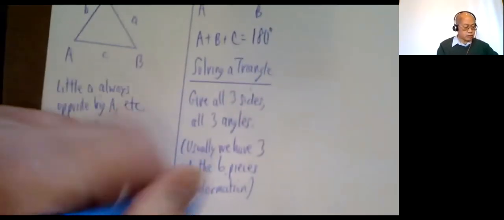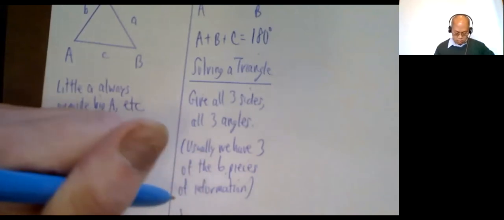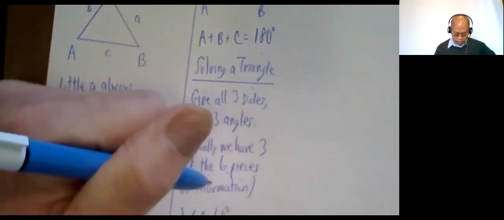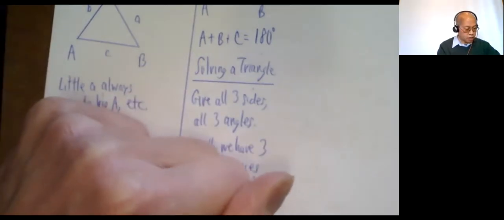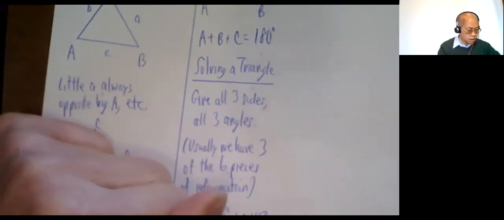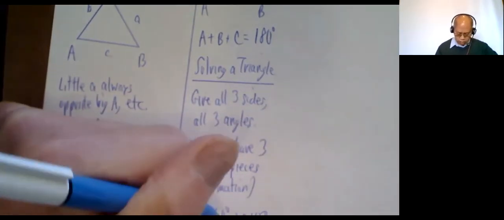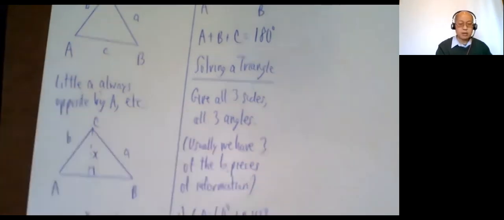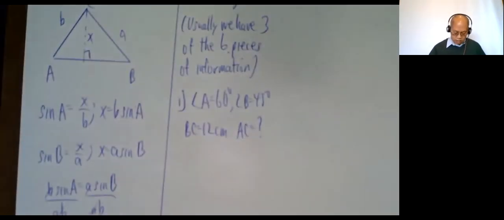All right, so 1 and 3 are similar. I'll do 1. Angle A is 60 degrees. Angle B is 45 degrees. BC equals 12 centimeters. Find AC.